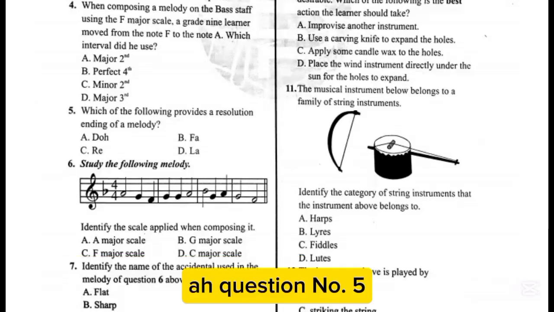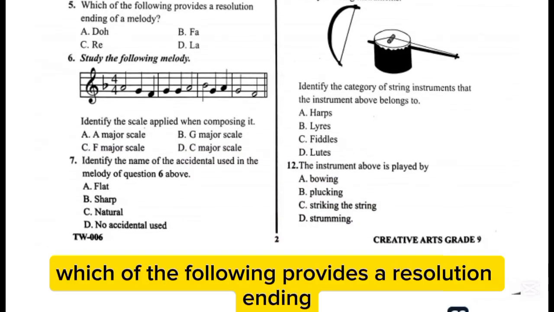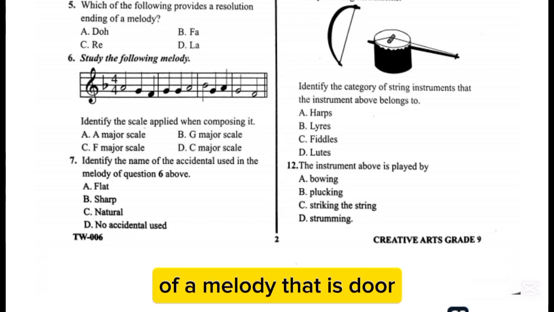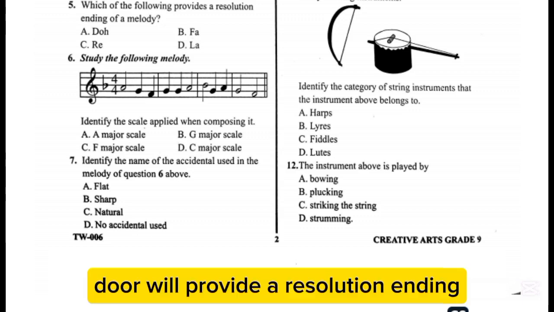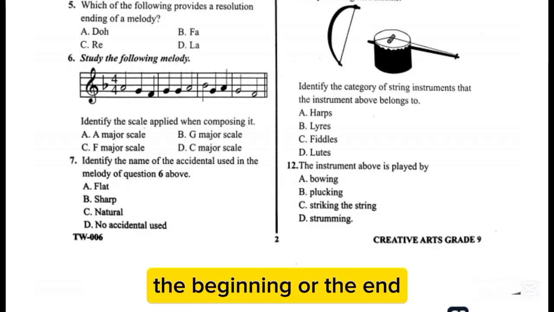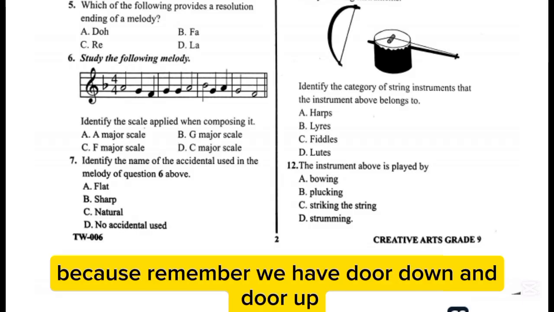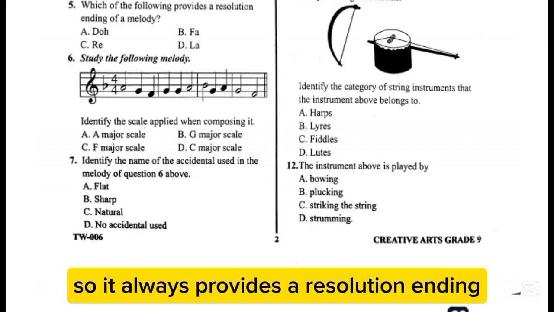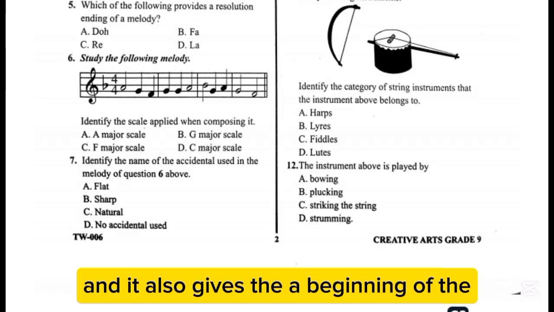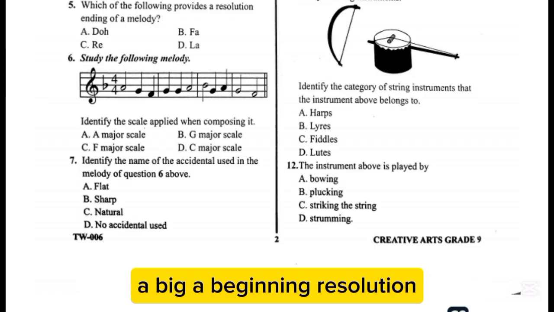Question number 5. Which of the following provides a resolution ending of a melody? That is Do. Do will provide a resolution ending, the beginning or the end, because remember we have low Do and high Do. So it always provides a resolution ending, and it also gives a beginning resolution.